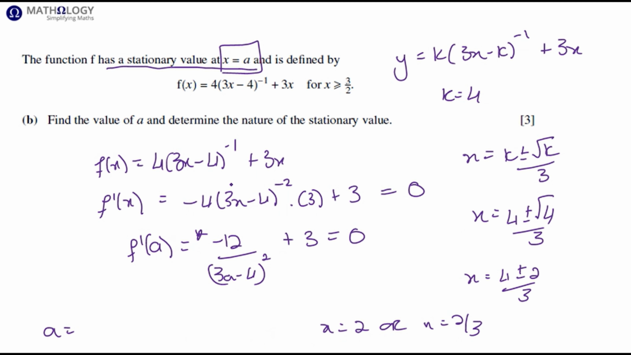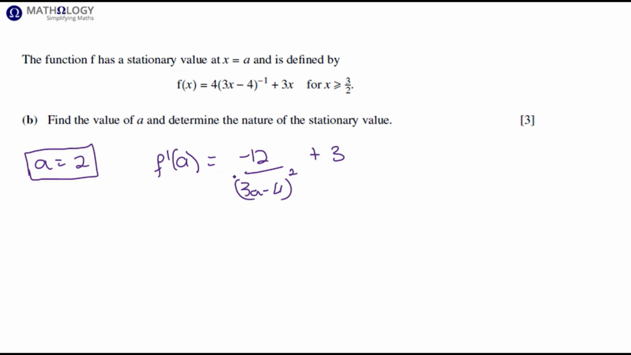Since we had the stationary value was where x equals a. So a equals 2, or a equals 2/3. But now recall that the domain here is x is greater than or equal to 3 over 2. So x must be greater than or equal to 1.5. So 2/3 is clearly not applicable. So the value of a is 2.